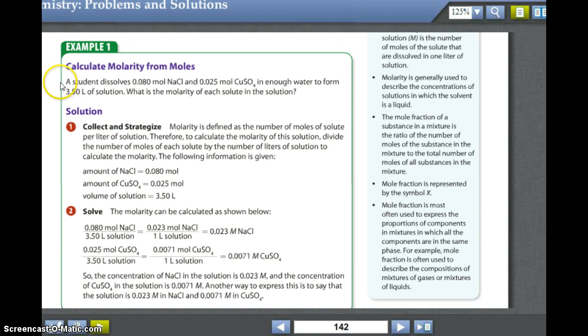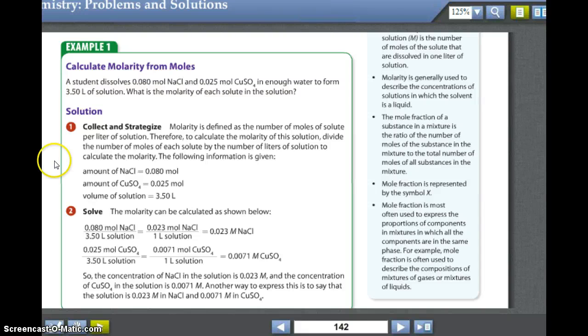All right, example 1, calculate molarity from moles. A student dissolves 0.080 moles NaCl and 0.025 moles CuSO4 in enough water to form 3.50 liters of solution. What is the molarity of each solute in the solution?